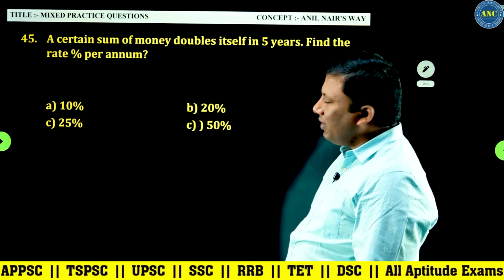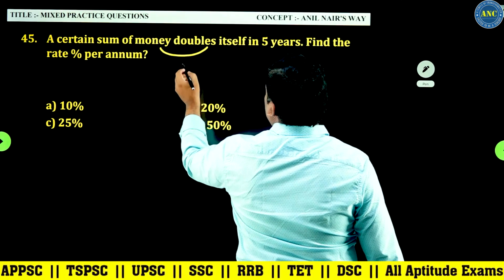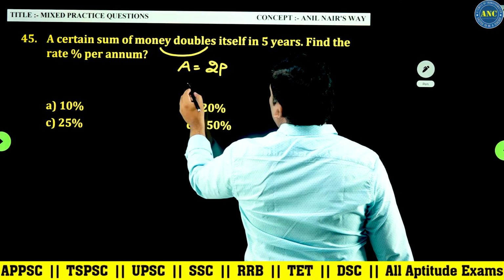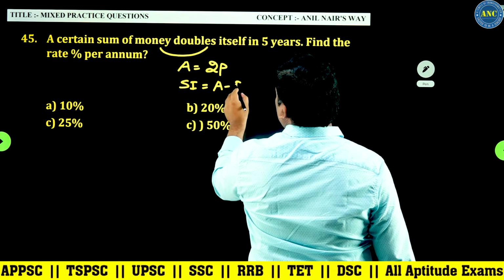A certain sum of money doubles itself. A certain amount is becoming 2 times the principal. 2 times the principal means SI is amount minus principal, P.